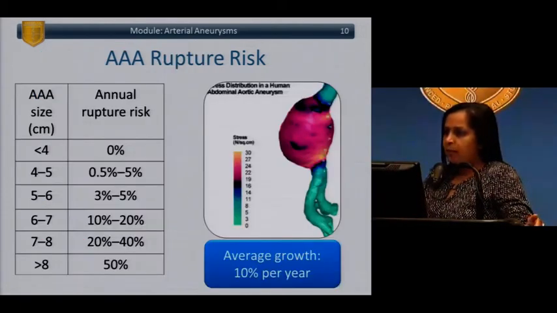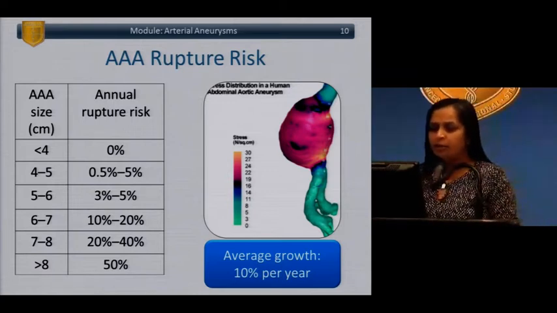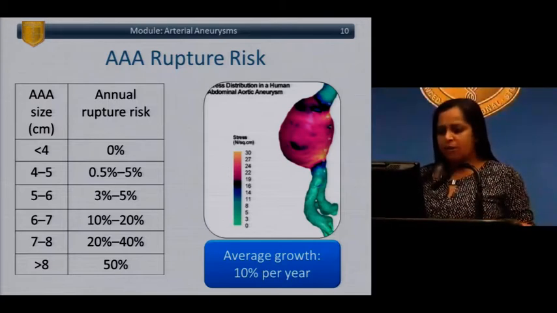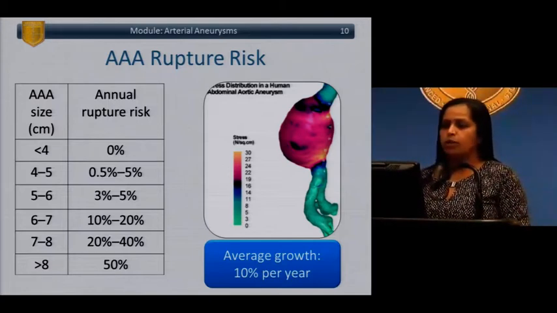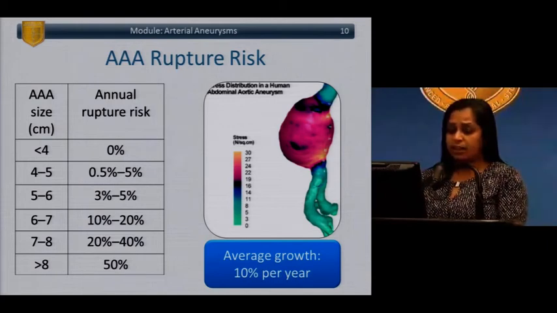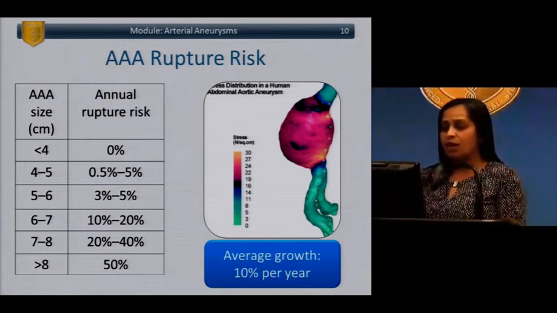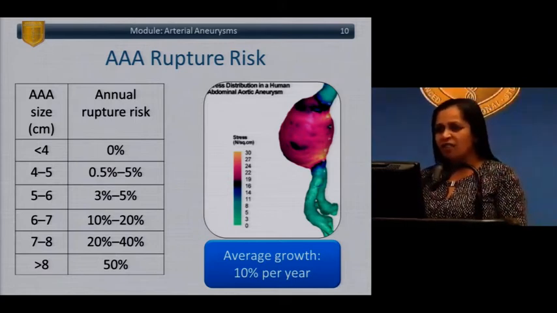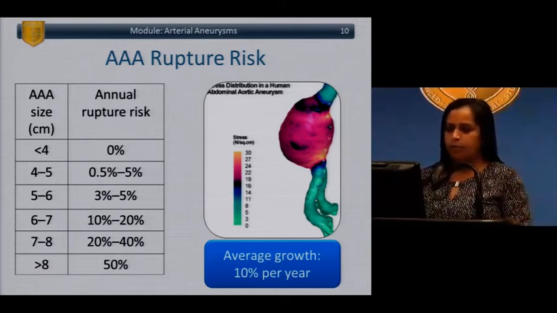The rupture risk, as I mentioned before, varies with size. In particular, the average growth of an aneurysm is about 10% per year, and the rupture risk increases dramatically after 6 centimeters. So this is why we tend to recommend repair of aneurysms in the range of 5 to 5.5 centimeters for men.